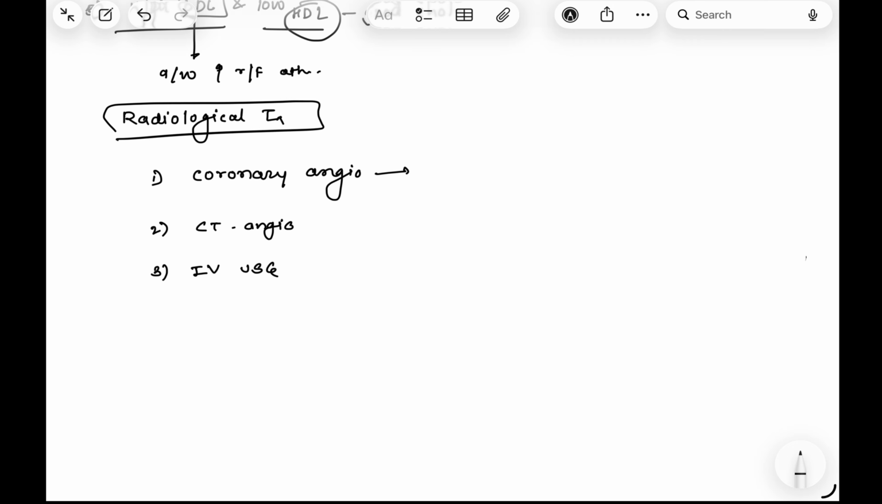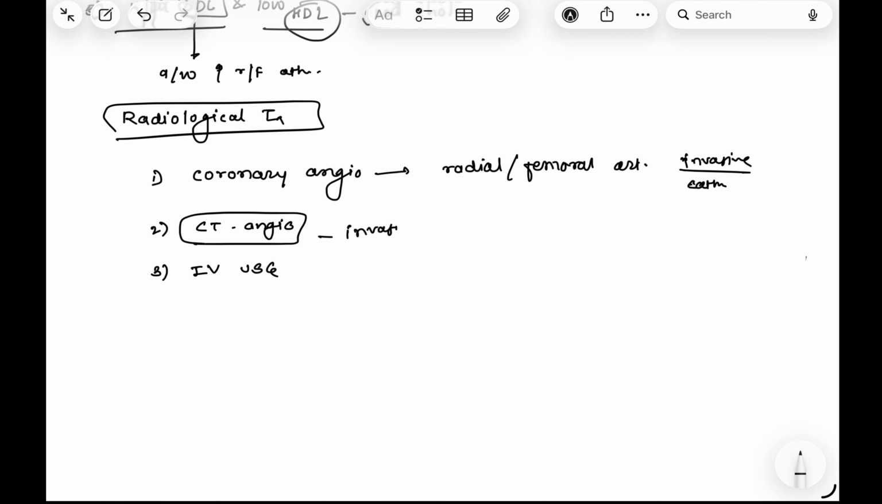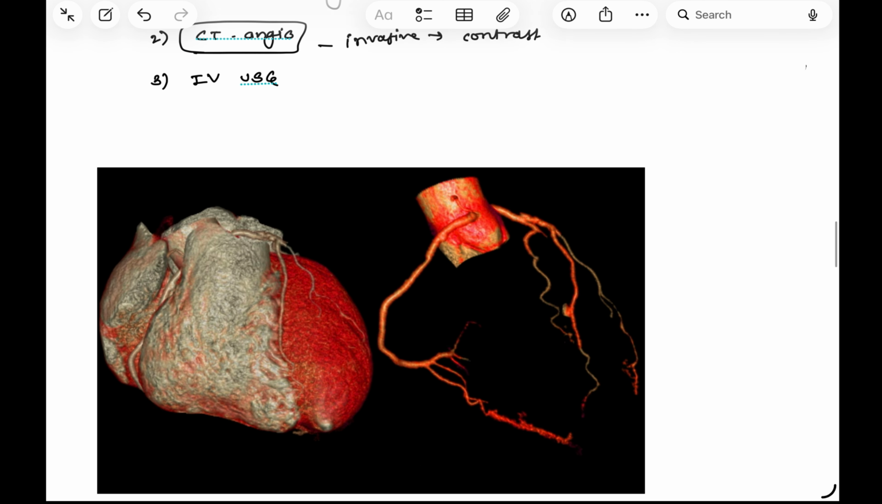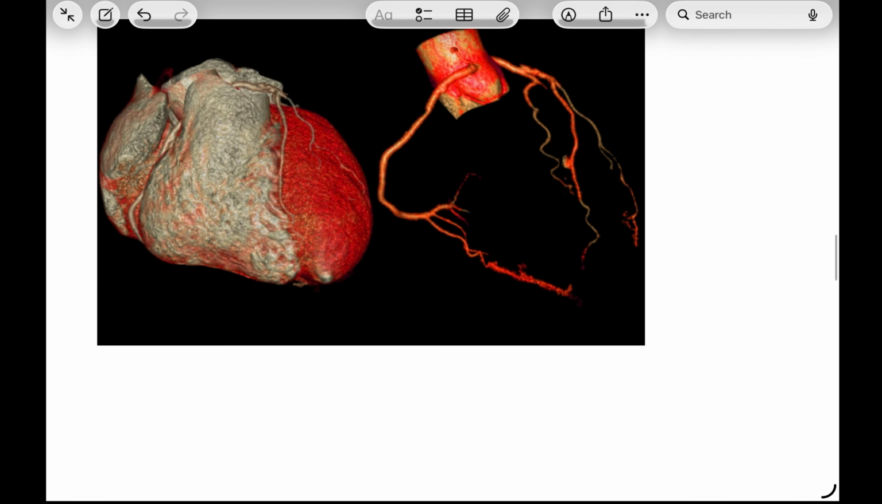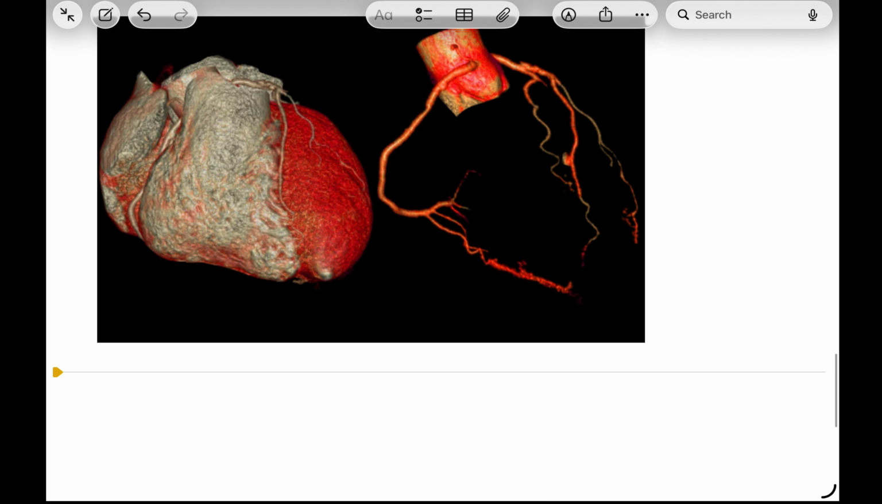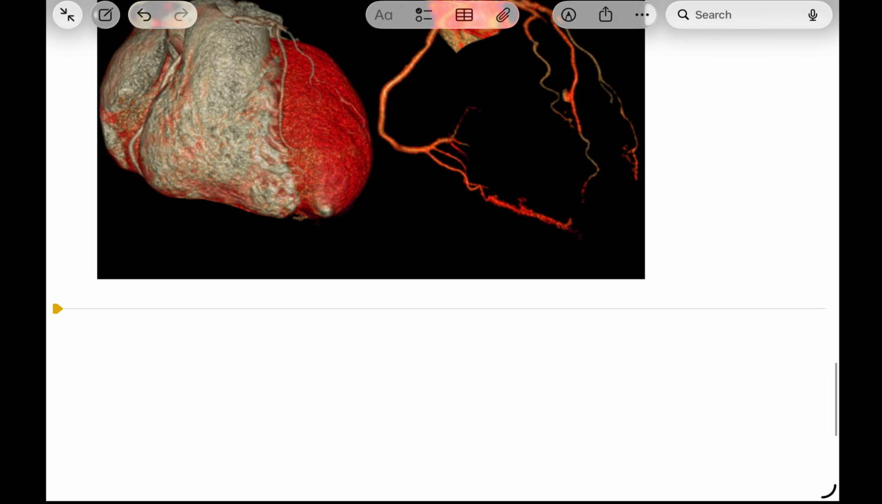Coronary angiography is done through the radial or femoral artery. So this is more invasive, done in the cath lab, while this CT angio is less invasive, but it uses contrast. So this is an image of CT angio. Here you can detect any atherosclerosis or any occlusion to the artery. So this is all about atherosclerosis. Now let's move to risk factors.